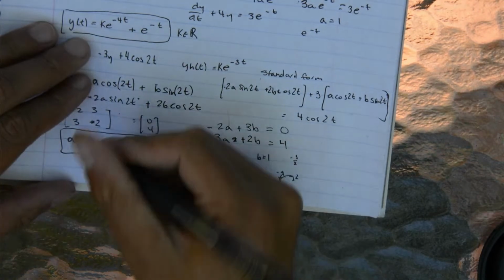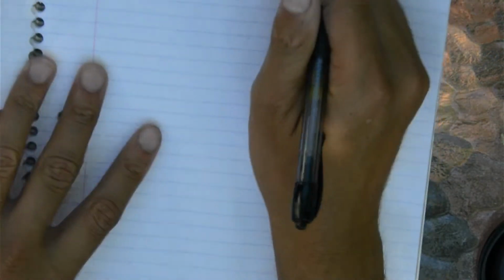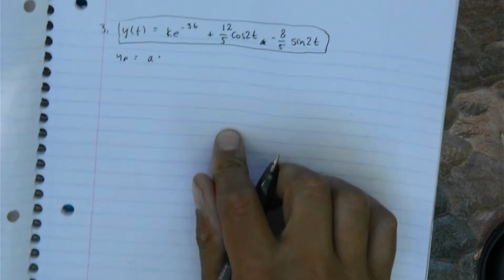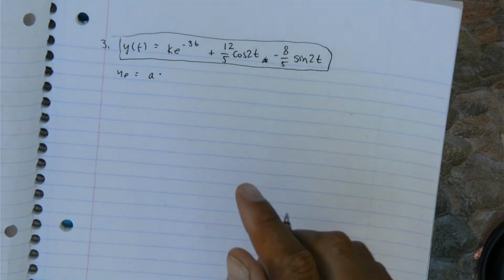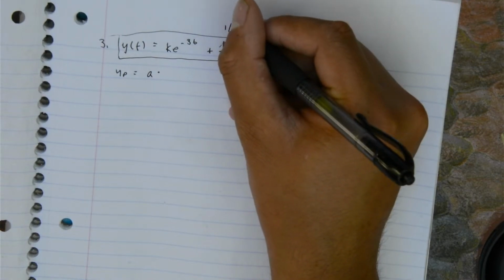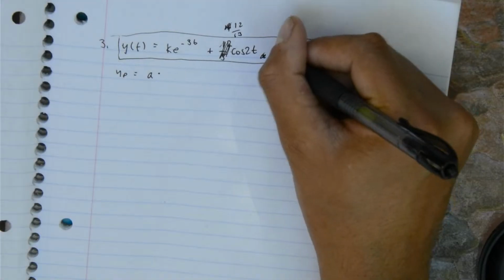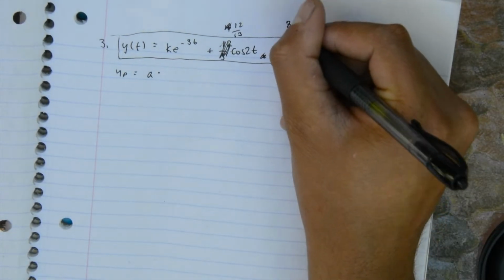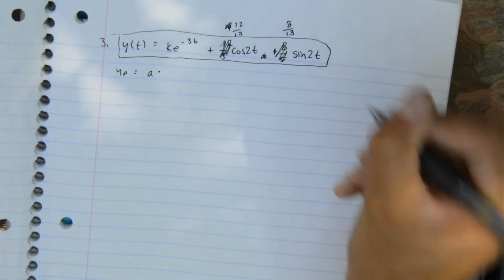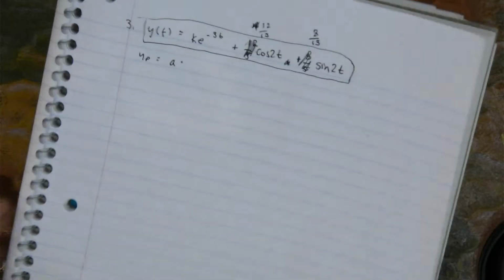Okay, so yeah, so instead A is actually 12 over 13, and B is 8 over 13. And so this is a plus. Okay, there we go. Now we have the general solution. Okay, we can move on finally.